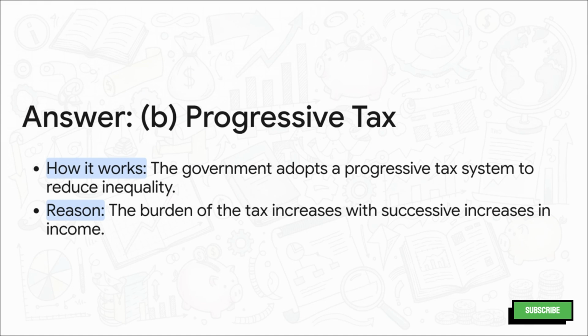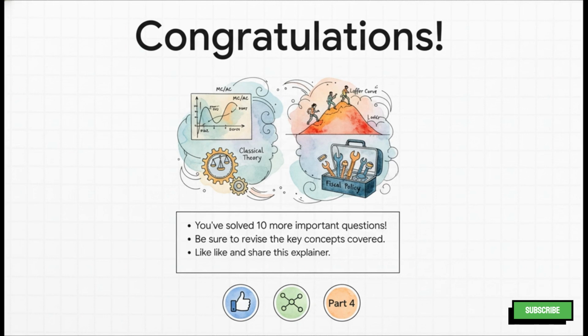As the name suggests, it progresses. In this system, as your income increases, the tax rate applied to you also progresses, meaning it gets higher. This leads to higher earners being taxed more and lower earners being taxed less, which directly helps in reducing income inequality in a society. And with that, we have solved another 10 important questions.